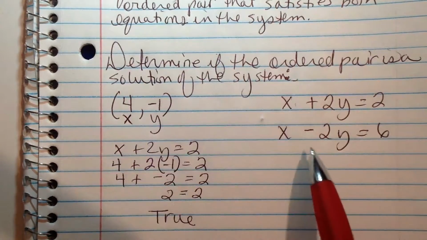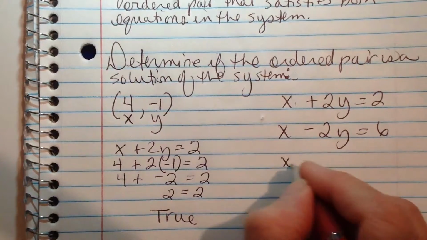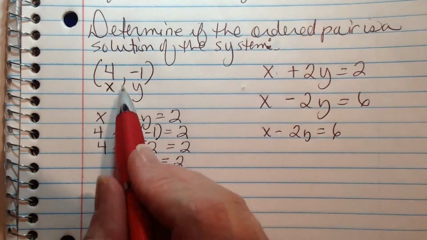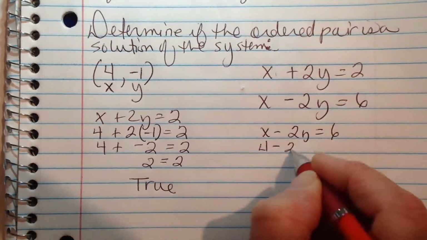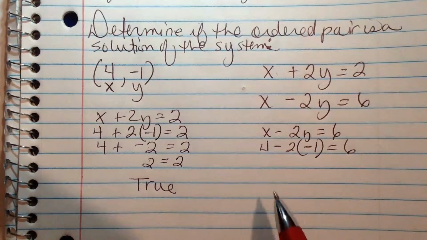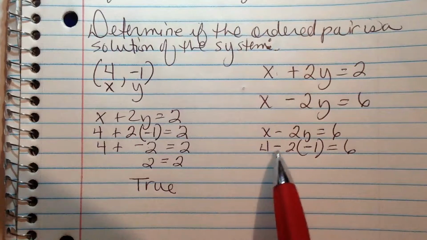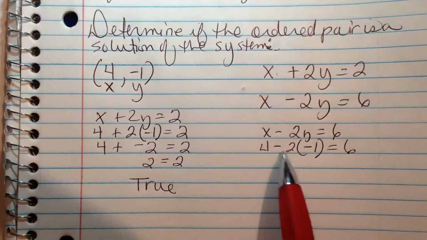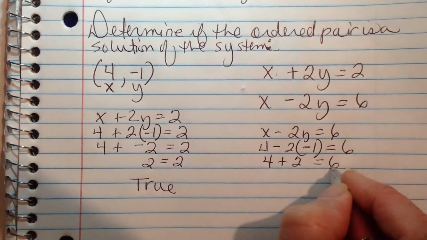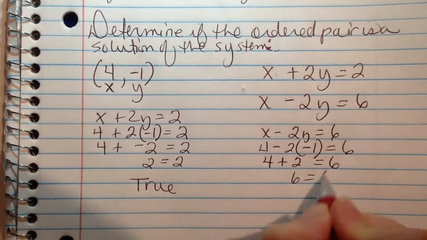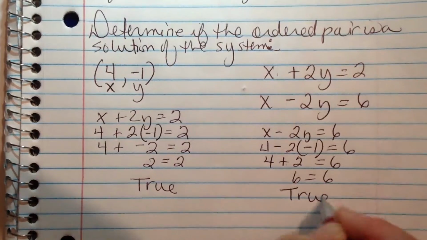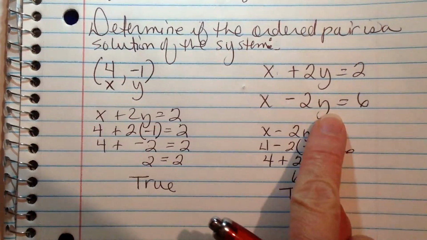Now let's see if the point is also on this line. So take x minus 2y equals 6. And let's plug in. x is 4 minus 2 times y is negative 1 equals 6. I want to see, does the left side equal the right side? So 4 minus 2 times negative 1, well, negative 2 times negative 1 is positive 2. So I have 4 plus 2 equals 6. 4 plus 2 is 6, equals 6. So now that the left side equals the right side, yes, this point is on this line.